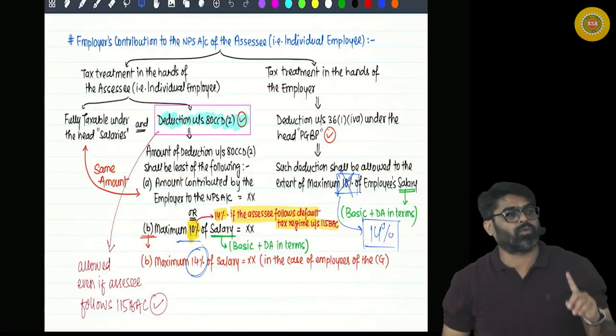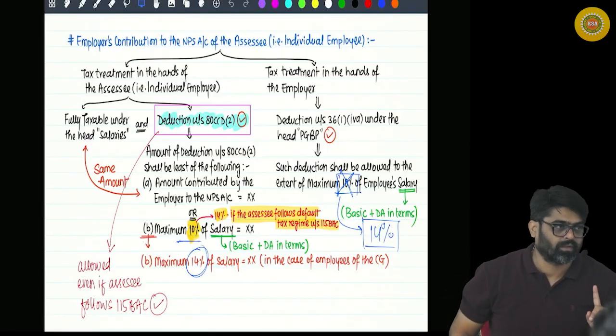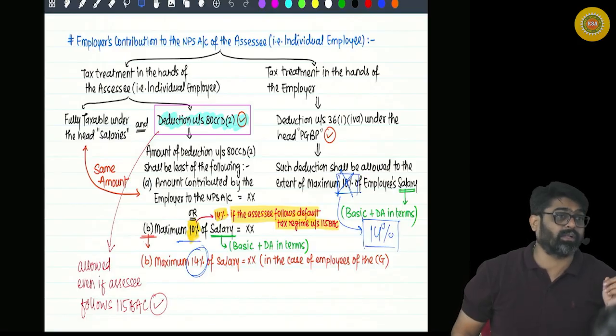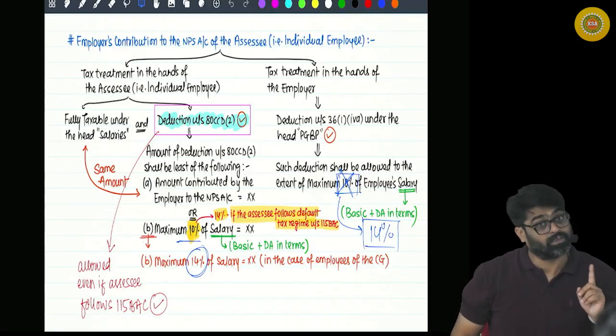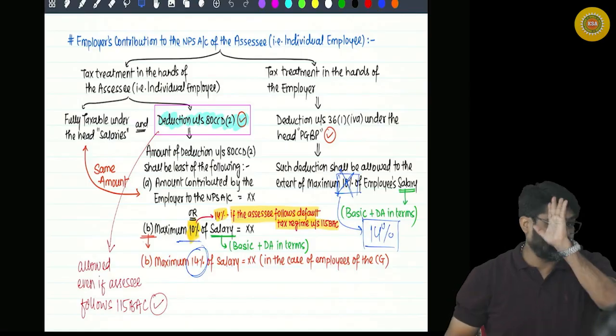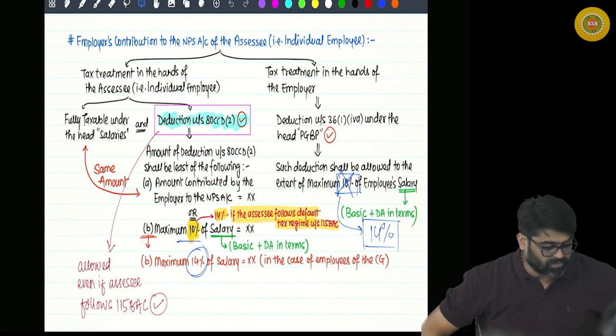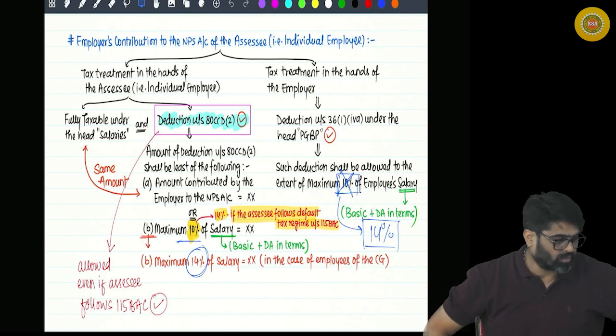But if you are following 115 BAC, will you get 80CCD2? Yes, still you are going to get 80CCD2, and in that case the limit will not be 10%, it will be 14% of your salary. 14% of your salary, yes or no?